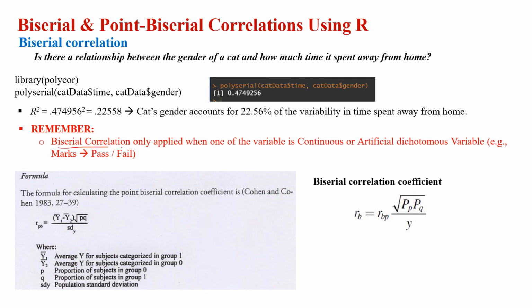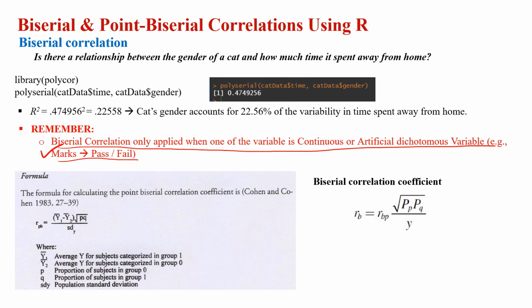We apply the biserial correlation coefficient in such a scenario when one of the variables is continuous, whereas the other variable is artificially dichotomous. As I have given in the example, such as the marks of the student, and we convert them into pass or fail. Similarly, depression level is a continuous variable and we convert it into high and low. So we artificially convert the continuous variable into a dichotomous variable. In such a case, we can apply the biserial.